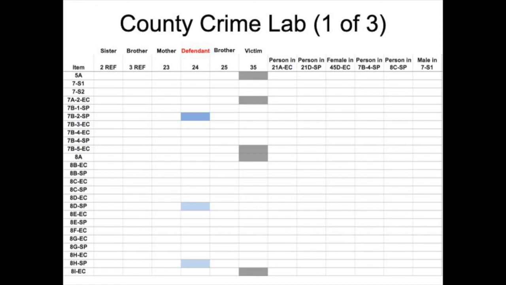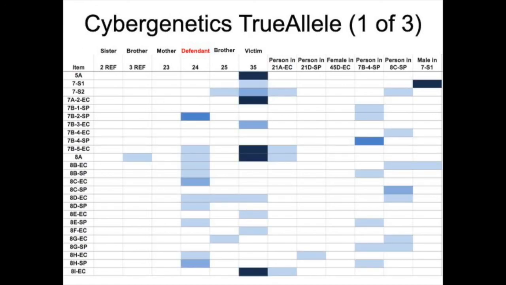TrueAllele opens this up. It's showing match statistics to all these unknown people. It's showing match statistics to relatives. It's showing more of the defendant. It's just showing results that weren't there before, and that changes the case. Who are these other people? Why are some of them on more of the probative items than the defendant? Where's the mother? How could the main caretaker not be on 75 evidence items?